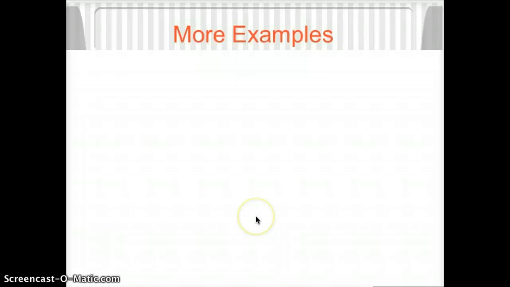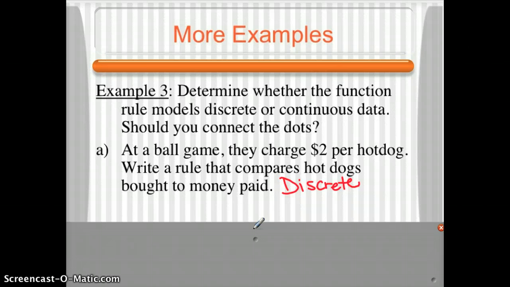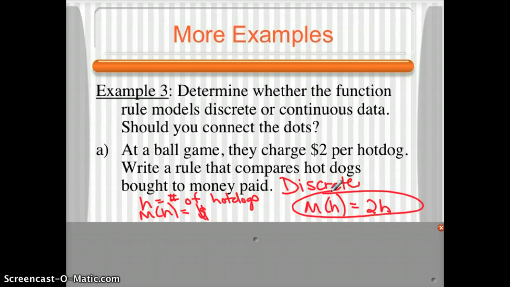Okay. So because I'm only going to buy whole numbers of hot dogs, 1, 2, 3, 4, etc., this is discrete data. Something's not always going on. Okay. If I'm going to write a function rule, I'll be fancy here. I'll call this H my number of hot dogs, and M of H is my money. So my money, M of H, always equals 2 times the number of hot dogs that I buy. Okay, and that's my function rule. You could use different variables, that's fine.